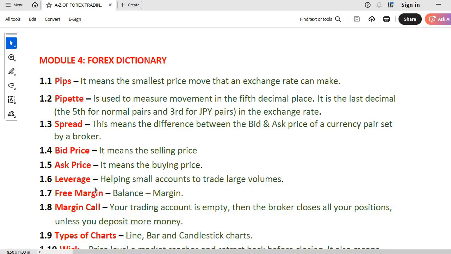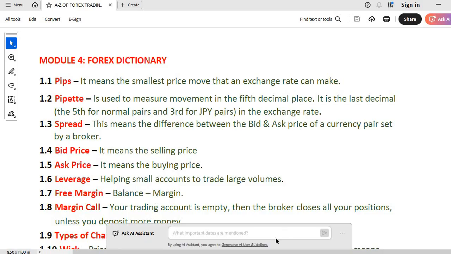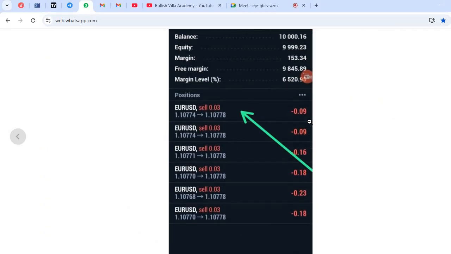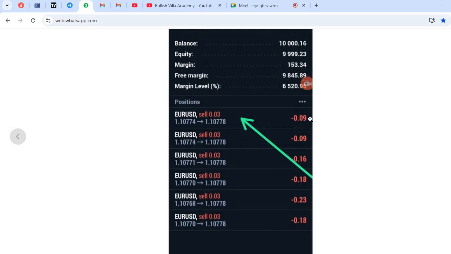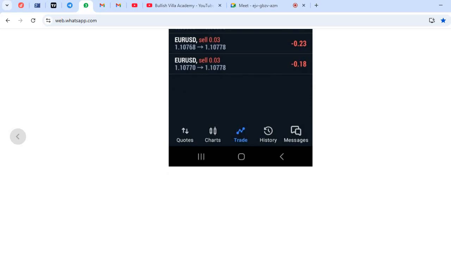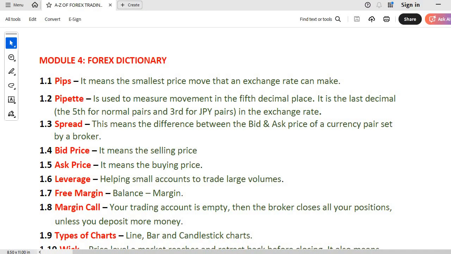Understand? Now we have the free margin here. Free margin just means balance minus margin. Let me still check what we have here. Your balance minus margin will give you your free margin. So our balance here is how much? Oh yeah, now we can see the $10,000. Our balance minus margin will give. So your margin is how much here? So when you subtract it, you will get your free margin of $9,845. Understand? That's that.